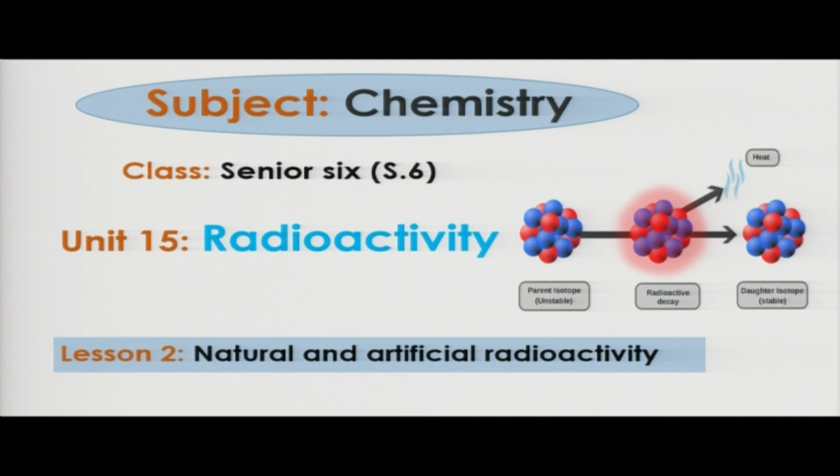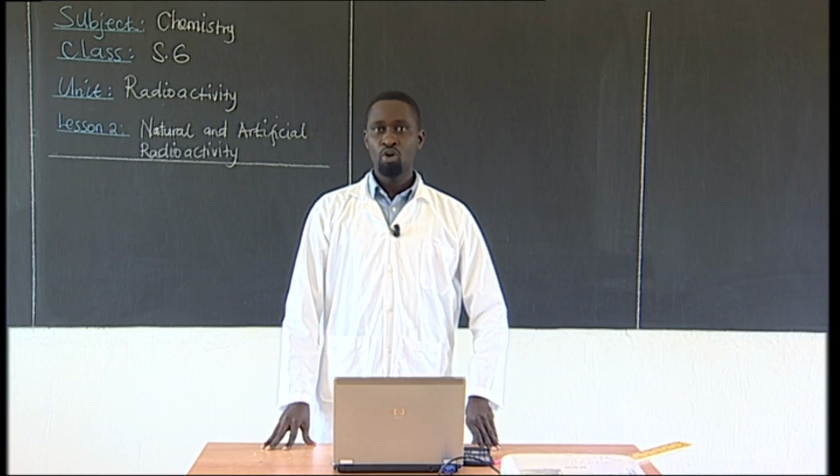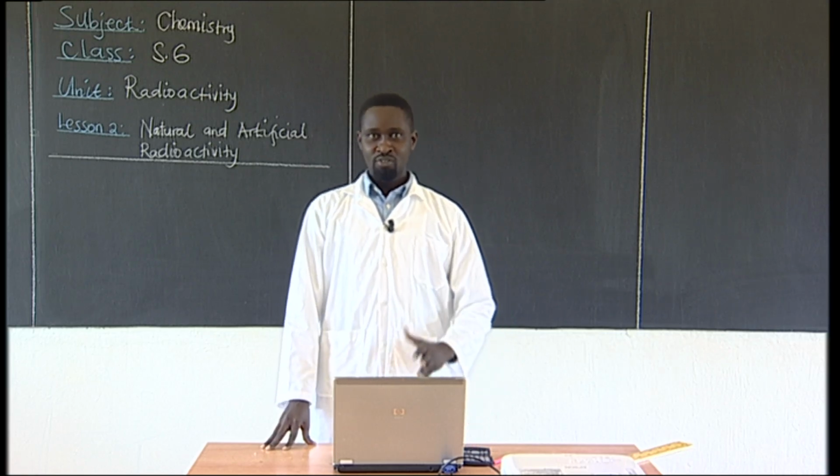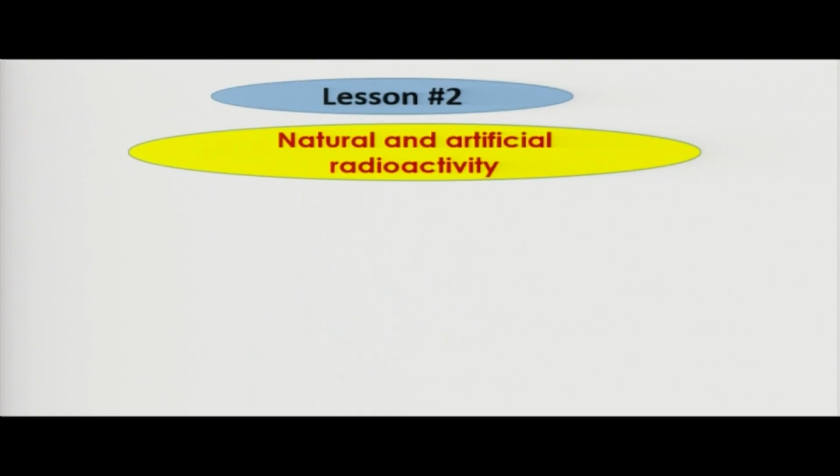So, we looked at its introduction in lesson 1. Now we are heading on lesson 2, which is about natural and artificial radioactivity. Of course, when we talk of artificial, we are mainly meaning the man-made radioactivity. Do we actually have those circumstances whereby man triggers the disintegration of atoms?